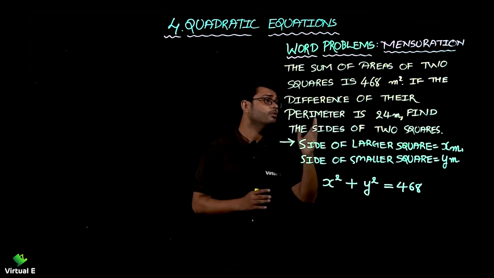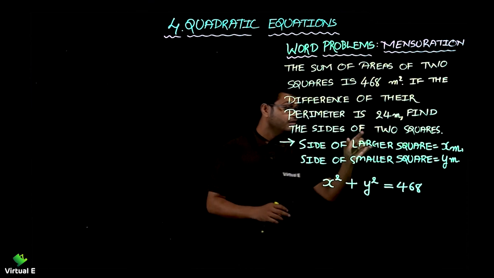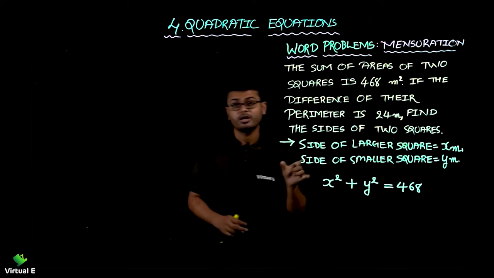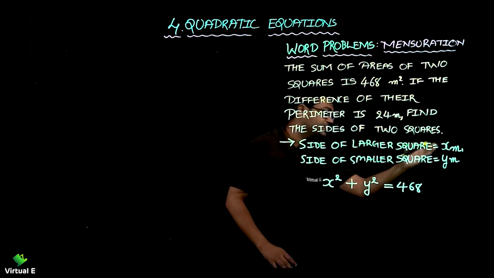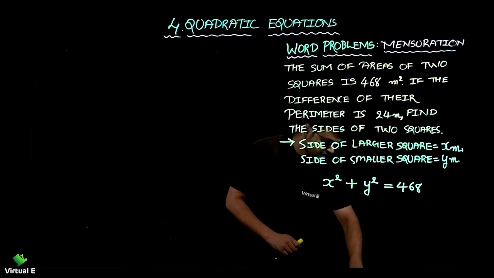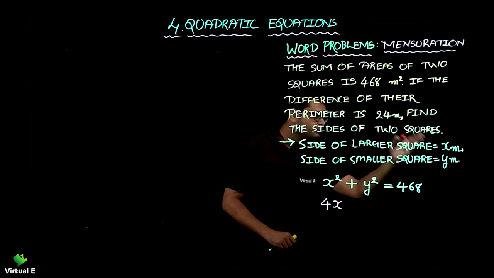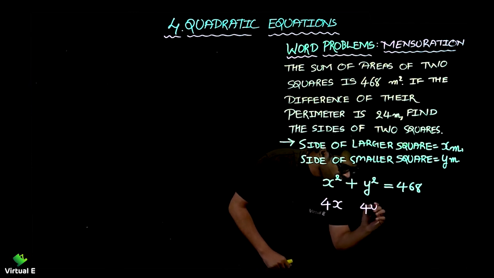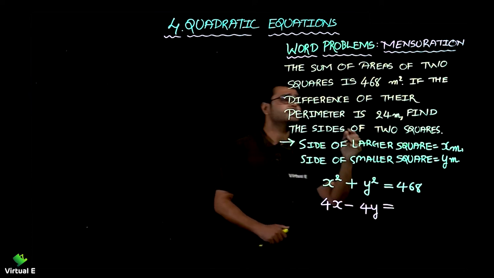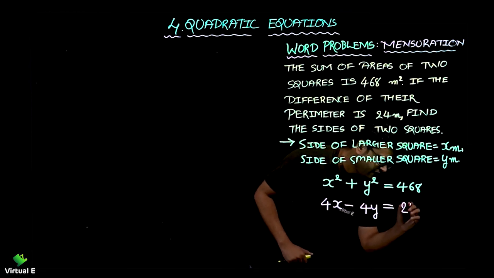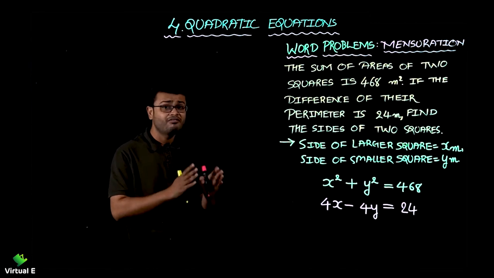And what do we need to do with them? We need to take the difference. Now remember, we need to do larger minus smaller. Very important. So larger is x and its perimeter is 4x, and the perimeter of the smaller one is 4y, and I need to take the difference. And what shall I get as the answer? 24. If you don't mention the unit, it is okay, because we are talking about the value.